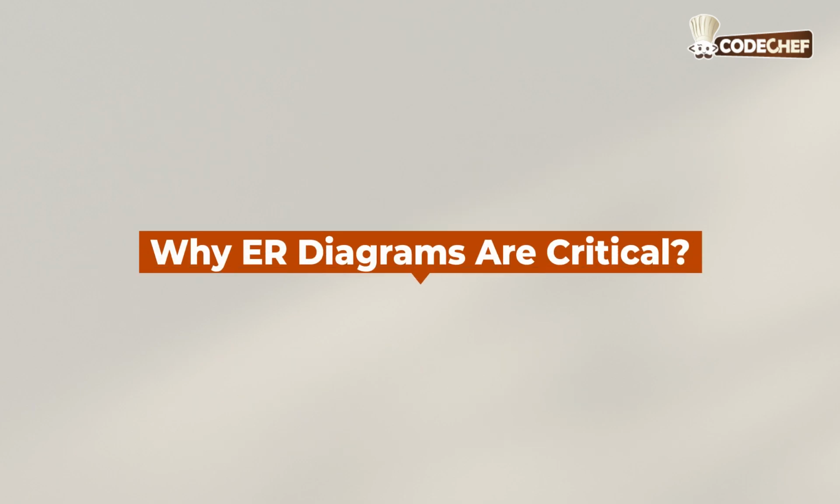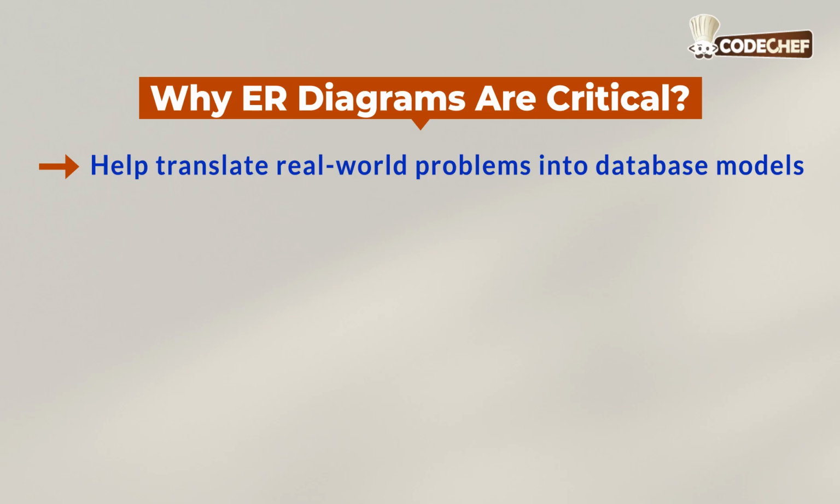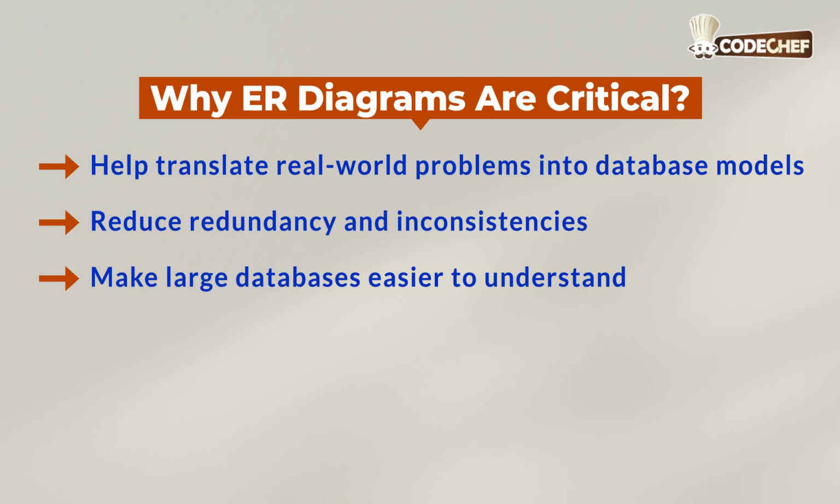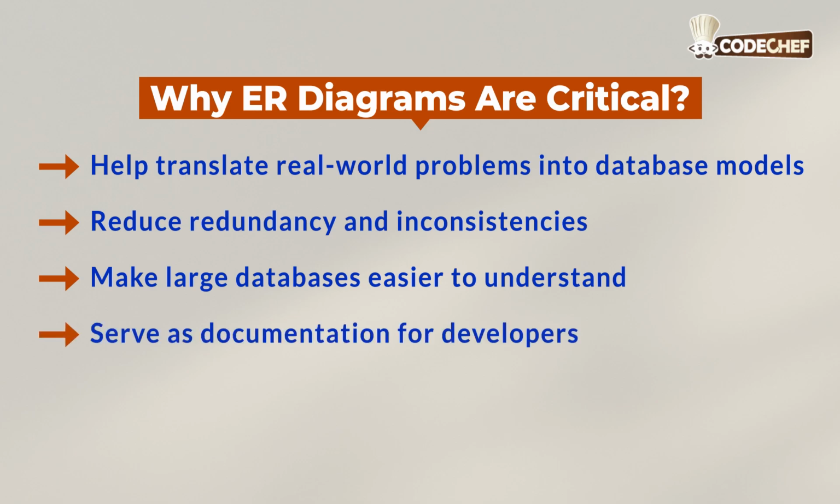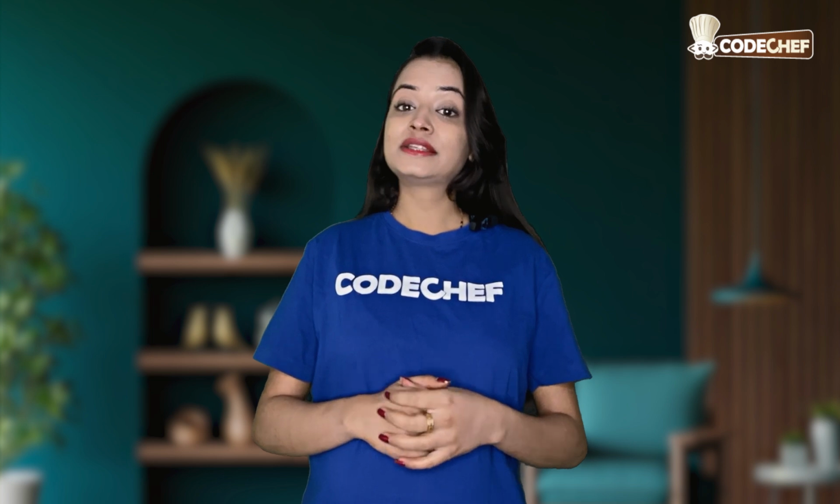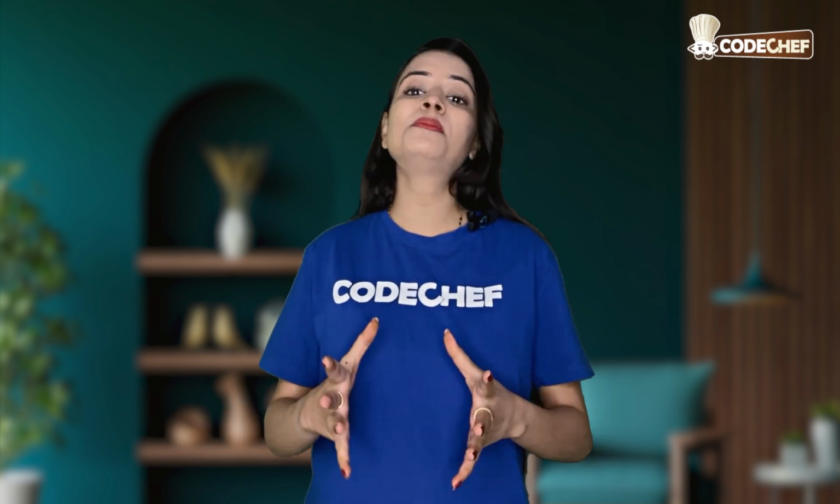Why are ER diagrams critical? Because they help translate real-world problems into database models. Secondly, they reduce redundancy and inconsistencies. Redundancy means repetition of data. Then, they help in making large databases easier to understand. So, they kind of simplify things for the user. And they serve as documentation for developers. ER diagrams are the planning stage of database development because once the ER diagrams are ready, the whole database structure is designed accordingly.